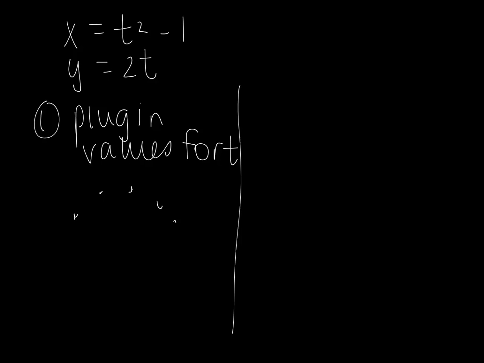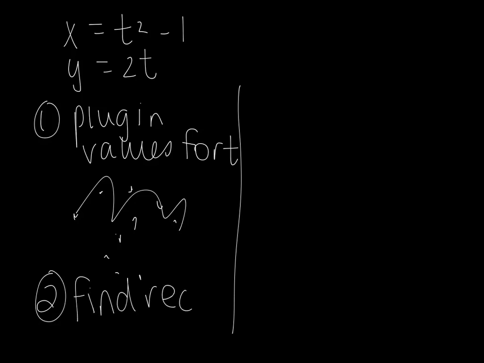Actually, it doesn't look like that. It's the other way, but I can't flip. Okay, well, it's like this. But it doesn't matter. You plug in values for t, get an output x and y value, and then you see what the graph looks like, and then after that you can find the rectangular version of the equation, which I'll show you in a sec.